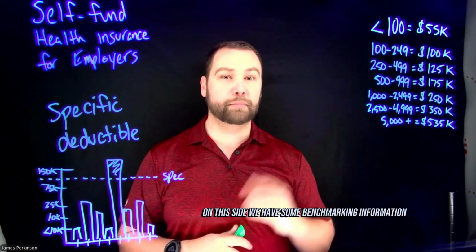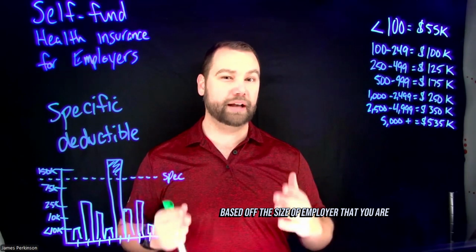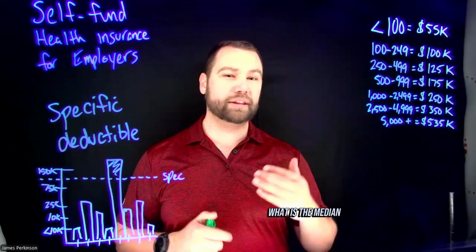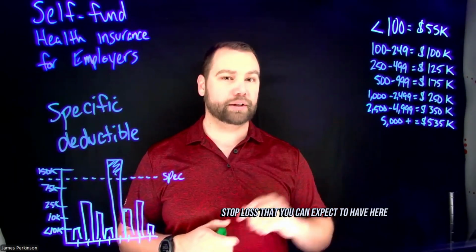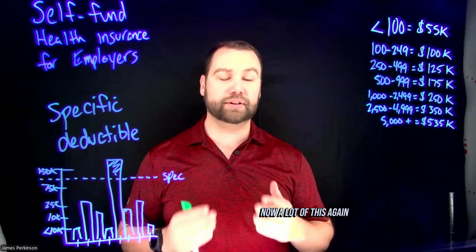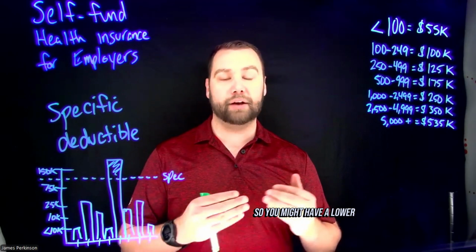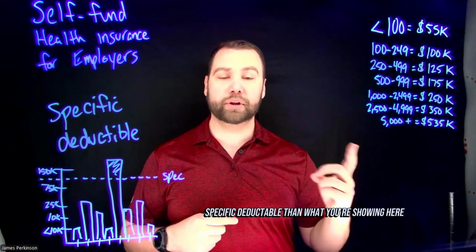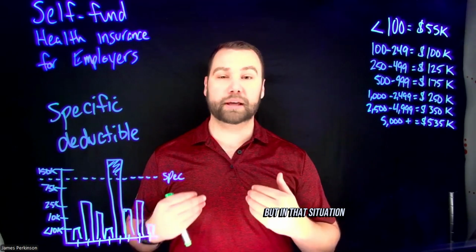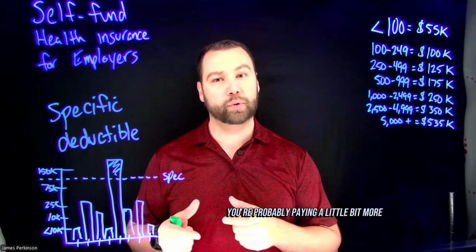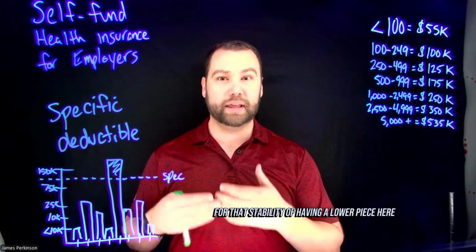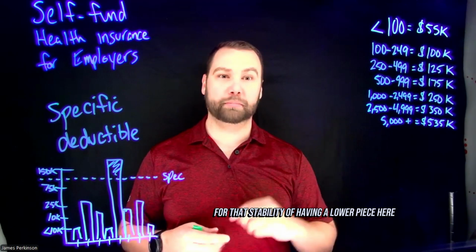On this side, we have some benchmarking information based off the size of employer that you are. What is the median stop loss that you can expect to have here? Now, a lot of this, again, is back to your risk tolerance and understanding that. So you might have a lower specific deductible than what we're showing here based off your group size. But in that situation, you're probably paying a little bit more in the fixed cost arena for that stability of having a lower piece here.